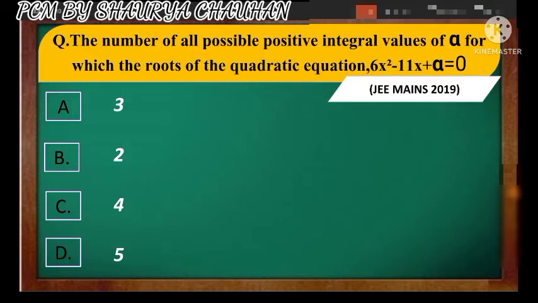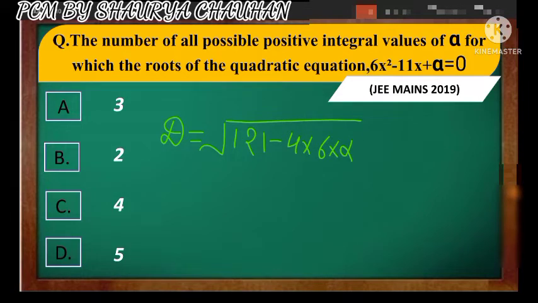Now let's solve this question. Here a, b, c should be rational. Here a and b are given as 6 and minus 11, which are rational. Now alpha should be rational, and here alpha is a positive integral value. So now let's find the discriminant of this quadratic equation. D is 11 square, which is 121, minus 4 into 6 into alpha. After simplifying, it becomes 121 minus 24 alpha.